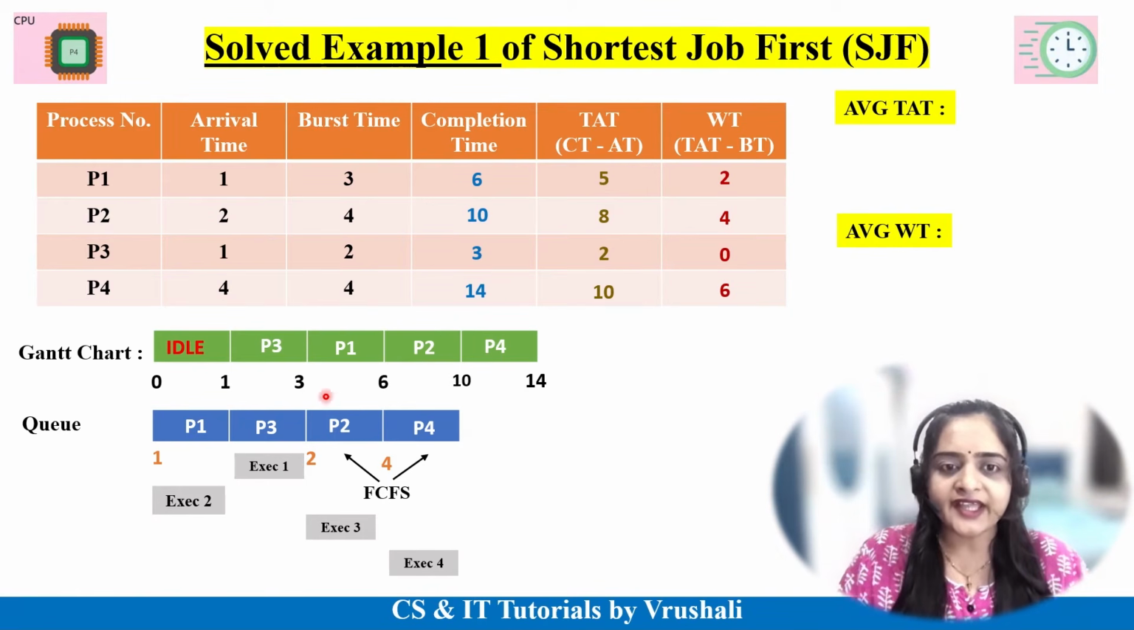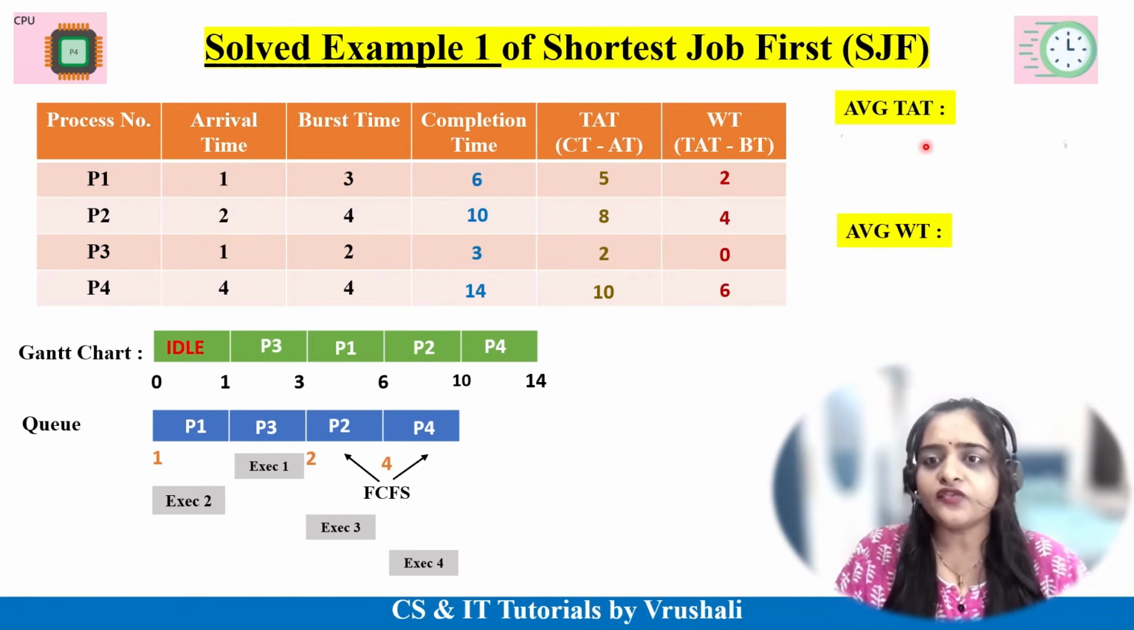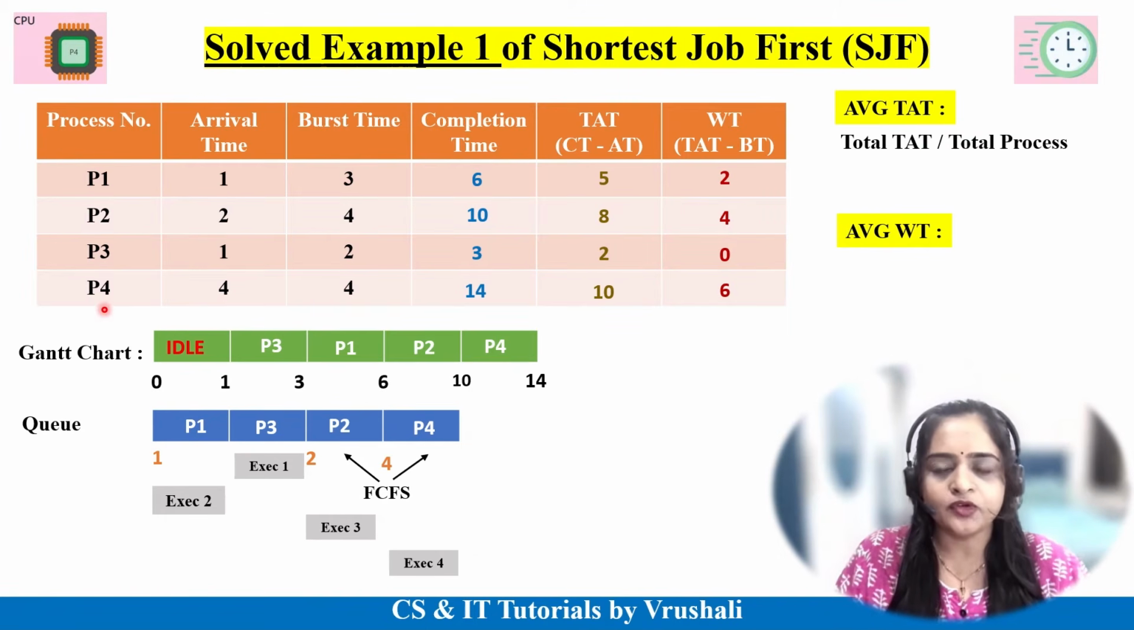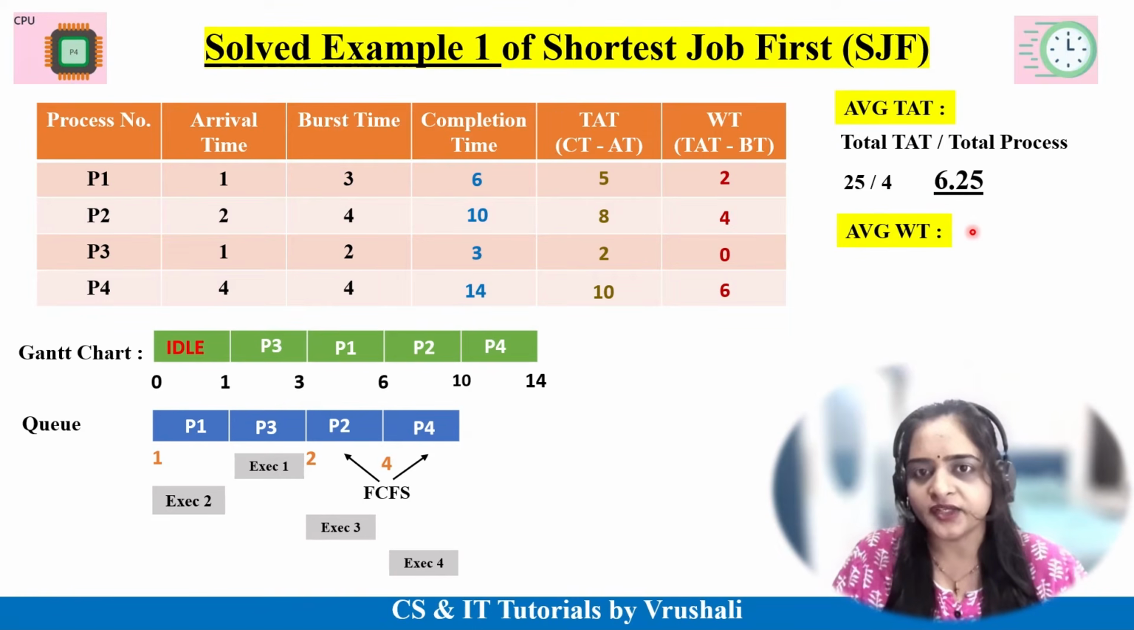So by using the Gantt chart, it is easy to find out all these values. Now again, to find out the average turnaround time, the formula is total turnaround time divided by number of processes. So the total of all these is 25 divided by total 4 processes, right? And the average turnaround time is 6.25.